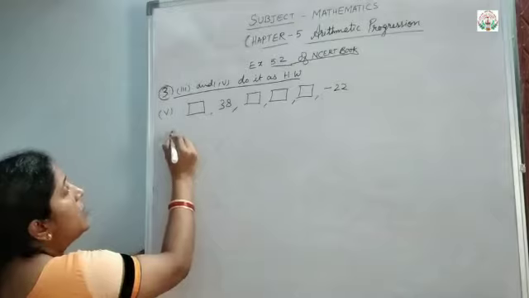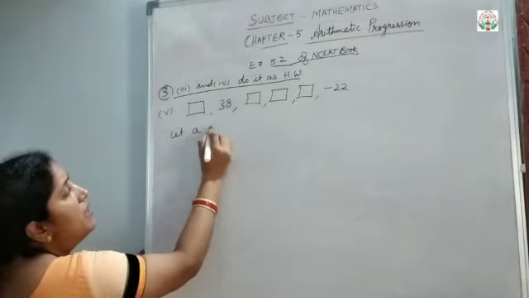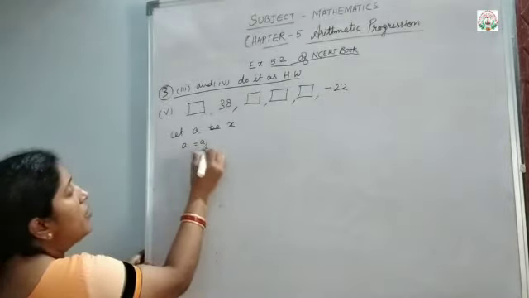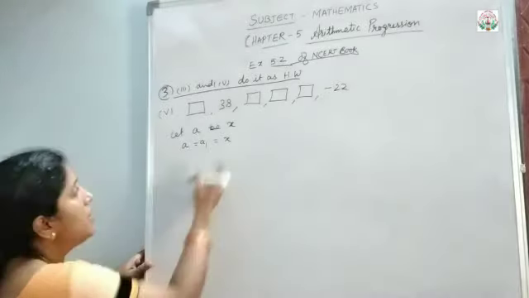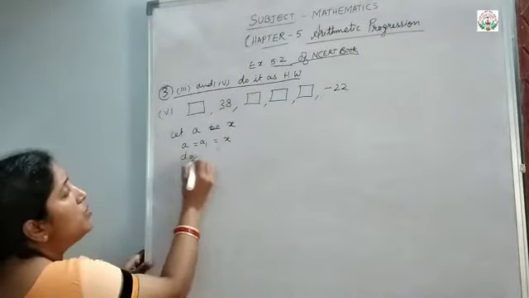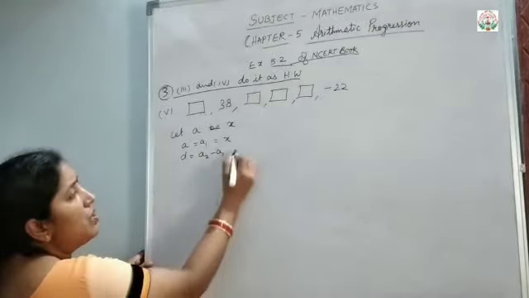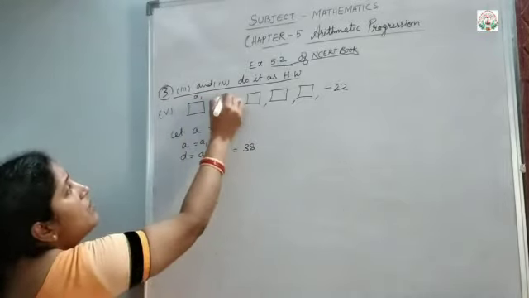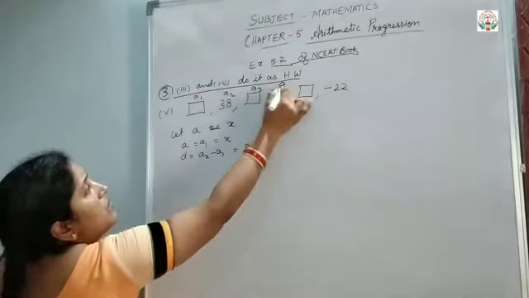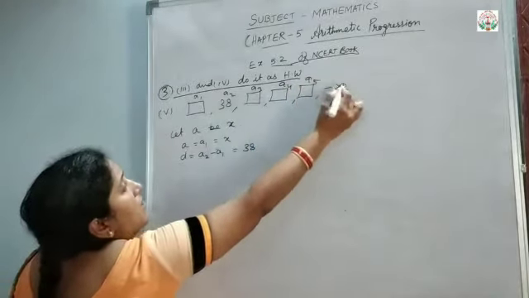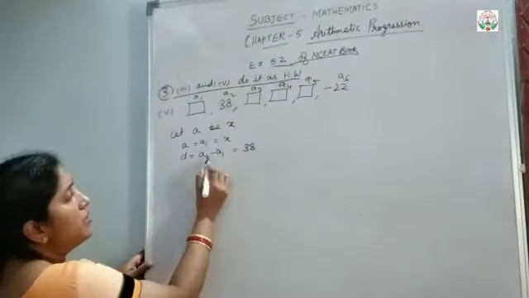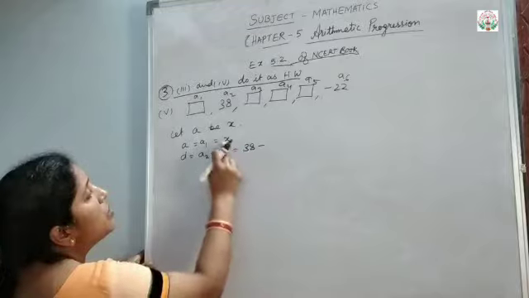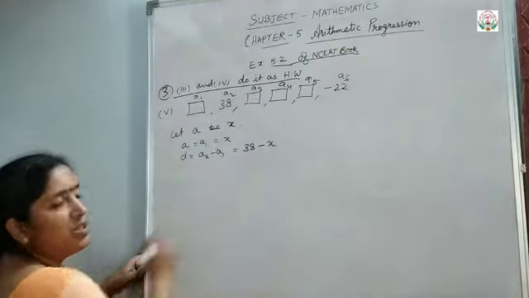So now you can write, let A be X. A is the first term, so A equals A1 equals X. Now D will be D equals A2 minus A1. Here A2 is 38, because we know that this is A1, this is A2, this is A3, this is A4, this is A5 and this is A6. So D equals 38, because A2 is 38, minus what we have taken as A1, X. So this is our D.